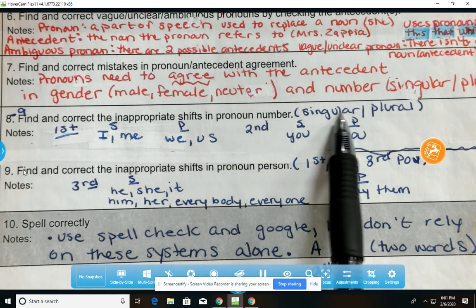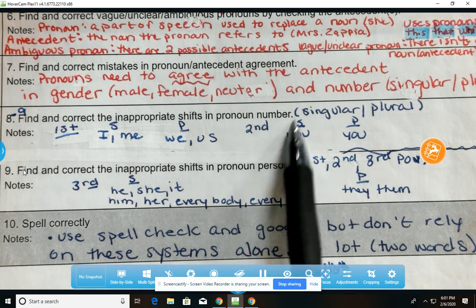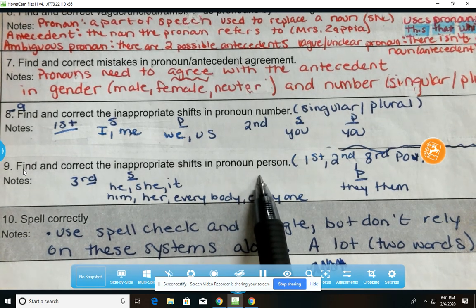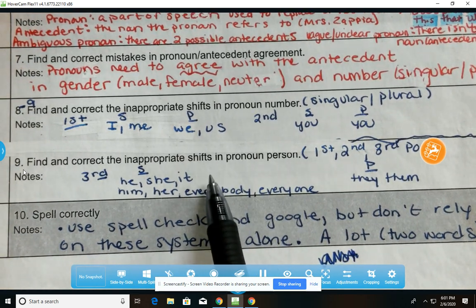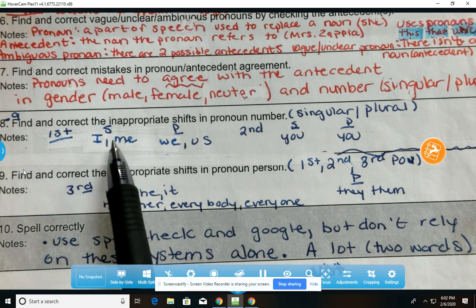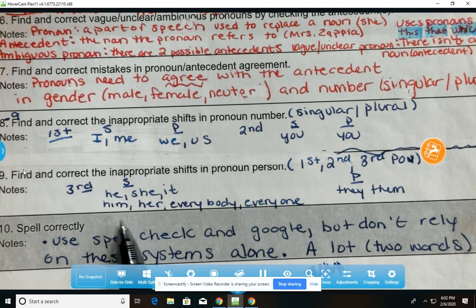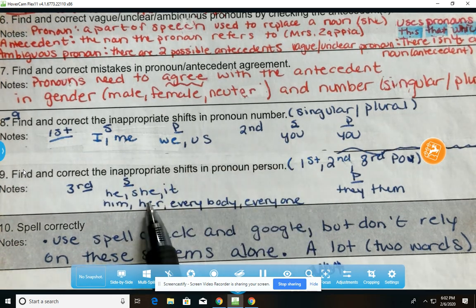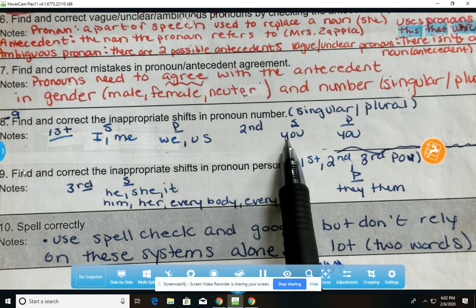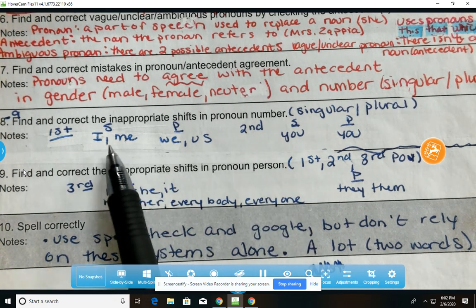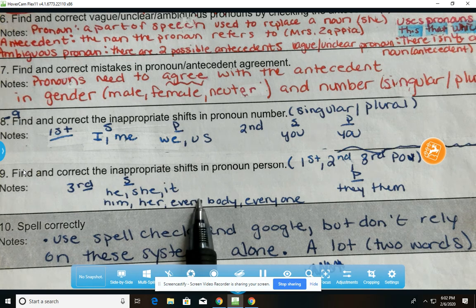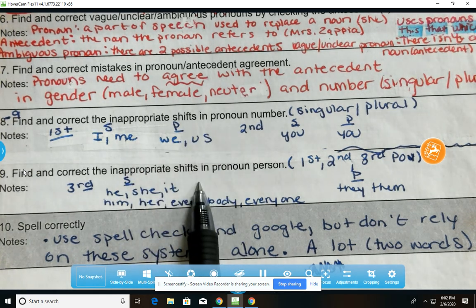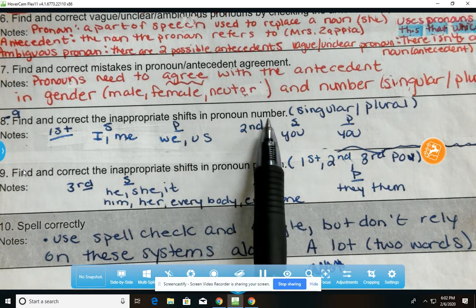And remember, singular and plural is what we are discussing as we talk about number. Singular meaning one subject, plural meaning more than one subject. When we talk about shifts in pronoun person, that's what we mean when we mean first, second, and third person point of view. Sometimes we may shift from a second person point of view and accidentally use a third when really we're writing in second person point of view. And sometimes we may shift from first person point of view accidentally into third person point of view.